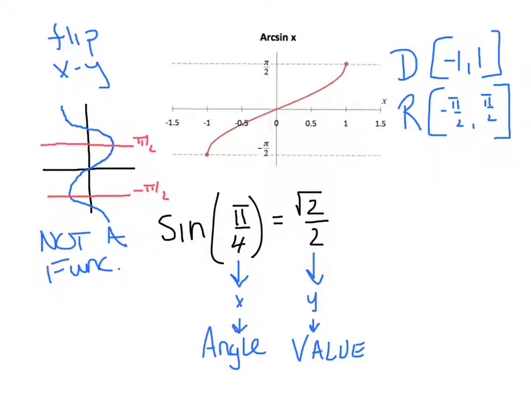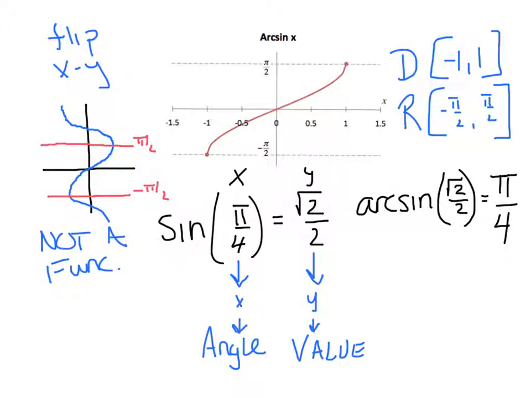Now inverse sine, remember, does the opposite. It switches the x and y's. So instead of saying arc sine of an angle, I'm going to say arc sine of the value, radical 2 over 2, because I have to switch the x and y's. And this time I would give an angle in return. So the arc sine of radical 2 over 2 is pi over 4. This time my answer is an angle, whereas if I'm just doing a regular sine, my answer is the value.